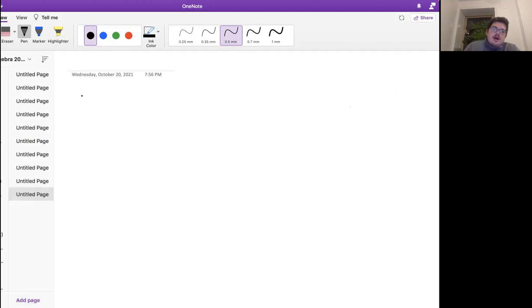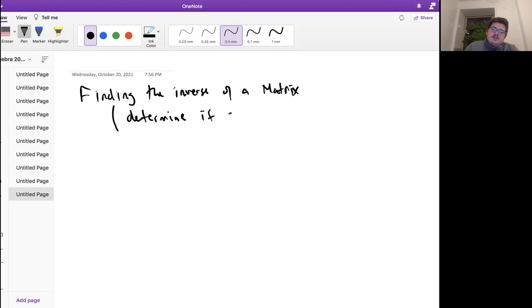So let's think about how to find inverses. At the same time, we'll even determine if a matrix is singular or not.